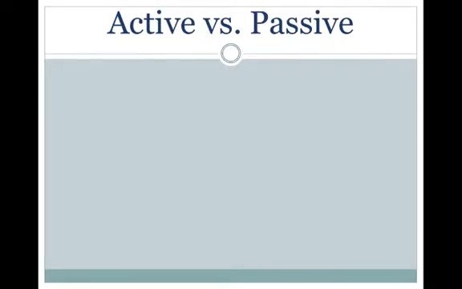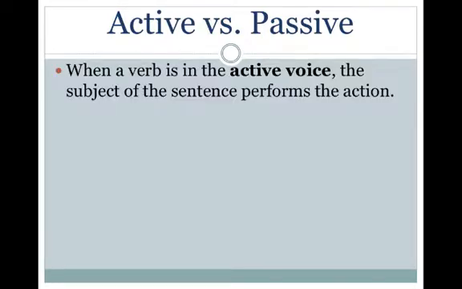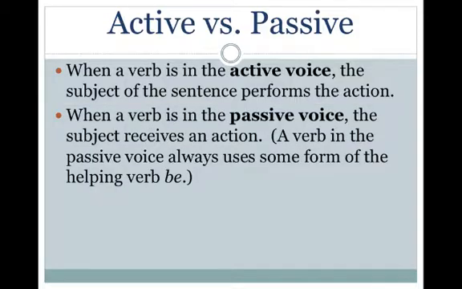Active versus passive. When a verb is in the active voice, the subject of the sentence performs the action. When a verb is in the passive voice, the subject receives an action, and a verb in the passive voice always uses some form of the helping verb be.